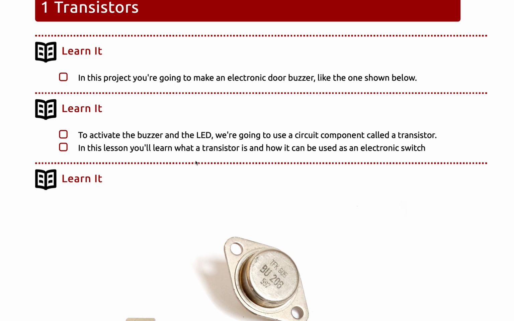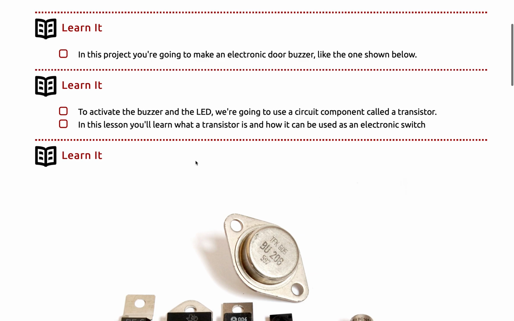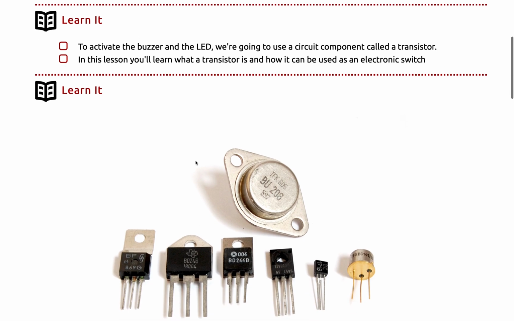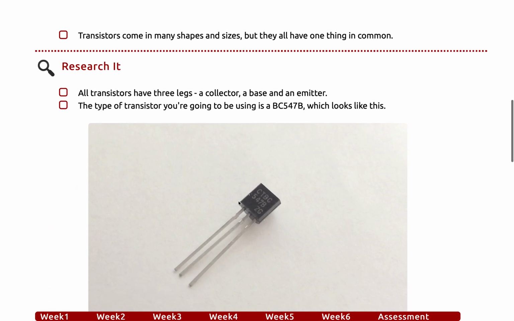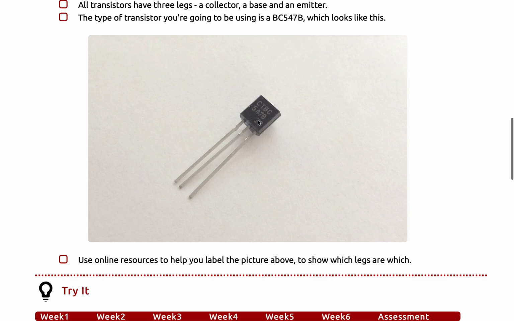In this tutorial, I'm going to discuss the circuit on week 1 using a transistor. Now, a transistor is a kind of switch, okay? It's an electronic switch. And most of them, or the ones that we use, look a little bit like this one here. This is a 547B. We quite often use a 548B.